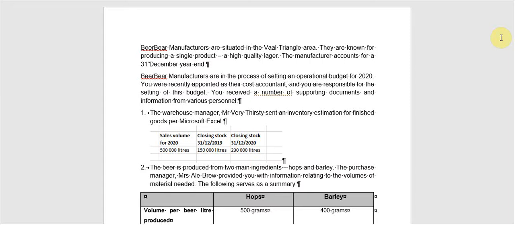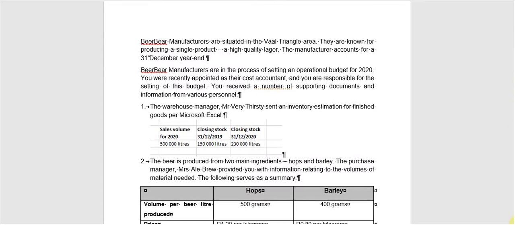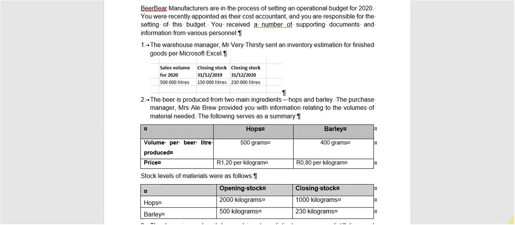You received a number of supporting documents from several personnel members. In note number 1, they tell you that the warehouse manager, Mr. Very Thirsty, sent an inventory estimation for finished goods in Microsoft Excel. You will observe that they've given you the sales volume in liters and they've also given you the opening and closing stock. Please note how the closing stock on 31st December 2019 is the same as the opening stock, which is as at 1 January 2020. Closing stock becomes opening stock for the next period.